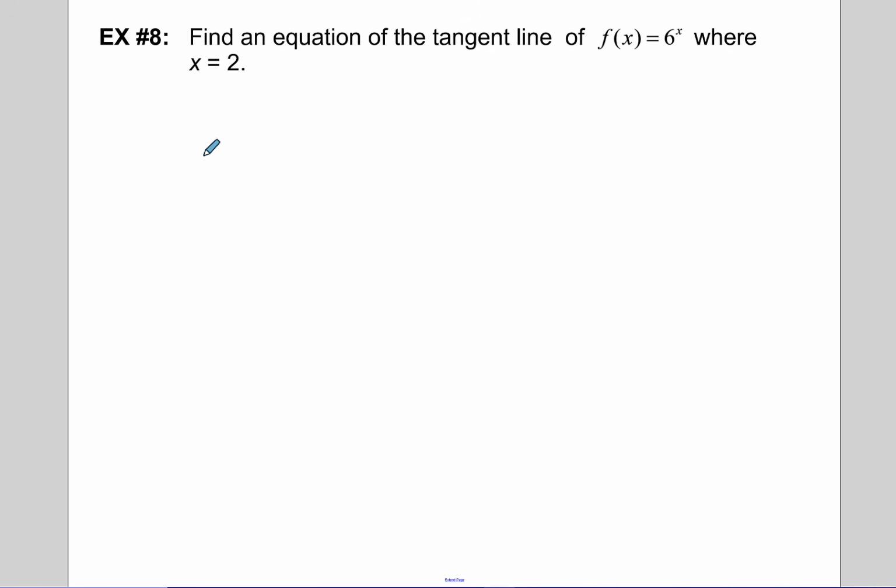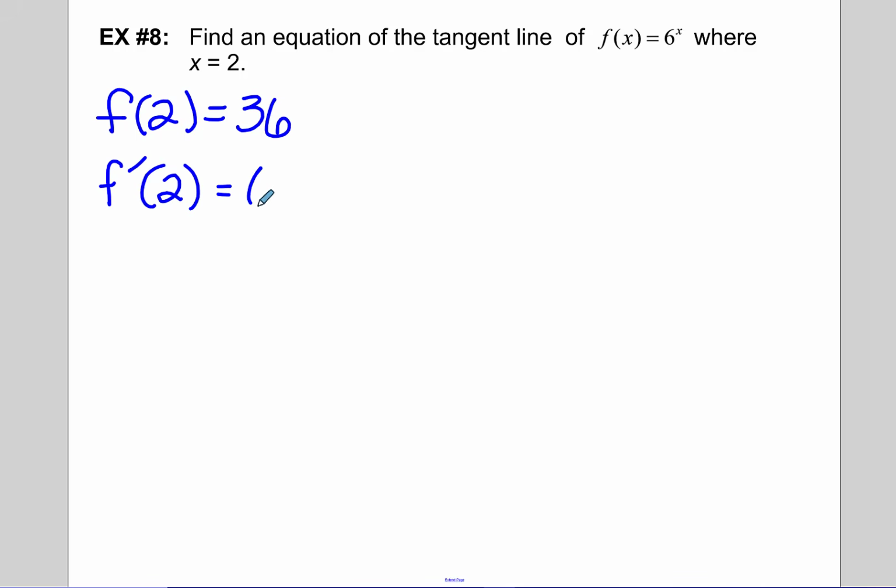So example 8, we want to find an equation for the tangent line for the function f of x equals 6 to the x power, where x is 2. So first I need to find if f is 2, the point is 36, 6 squared is 36. I need a point and a slope. The slope at 2 is a to the u ln a, and u prime is 1. So 36 natural log of 6.